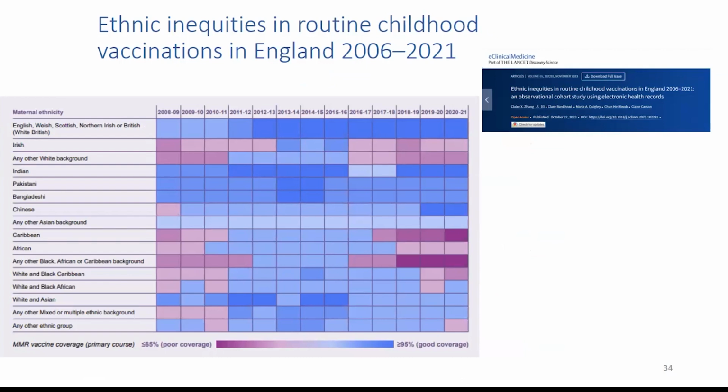So here's some work out of Oxford, and essentially it looked at routine childhood vaccinations in England, but based on maternal ethnicity in terms of vaccine take-up. So before I was showing you ethnicity based on the patients actually getting the intervention, but how does maternal ethnicity then affect take-up? And again, it's the same picture for patients of African and Black Caribbean descent. Essentially, they are least likely to have vaccines. So there's poorer coverage there.